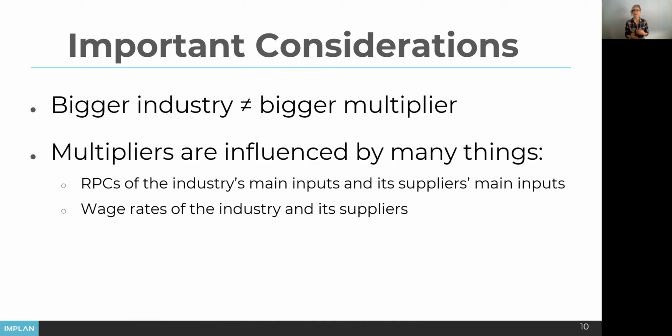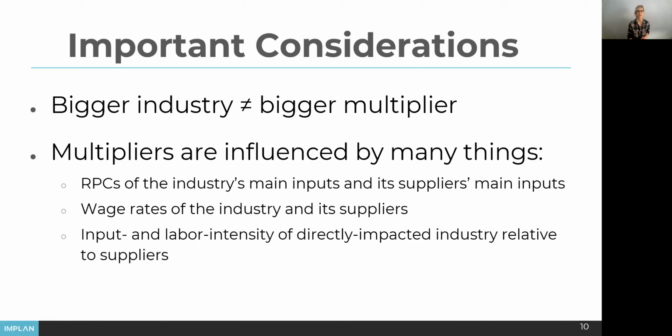Well, then it might have a little bit of a bigger multiplier effect due to the induced part of the multiplier, because those workers are out spending more money. And the input and labor intensity of the industry relative to its suppliers. And commuting rates, which I kind of already mentioned. If more of the workers live locally, then they're more likely to spend more locally and things like that. So as you can imagine, multipliers vary by region, they vary by sector, and they vary by year.